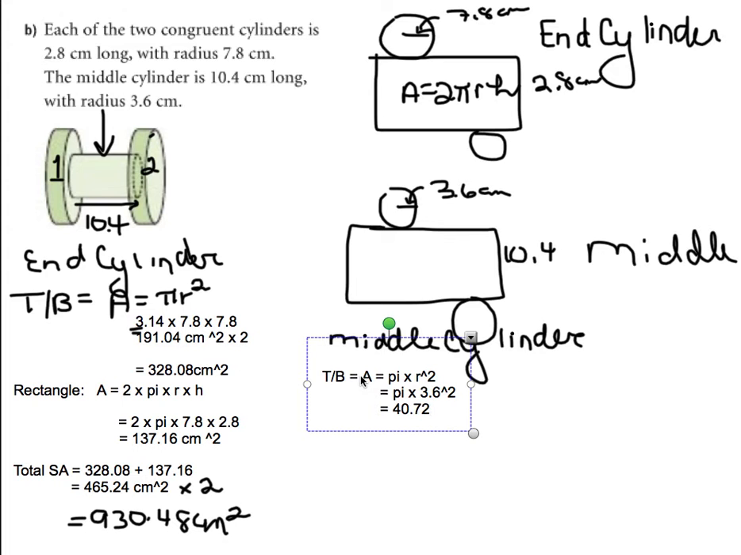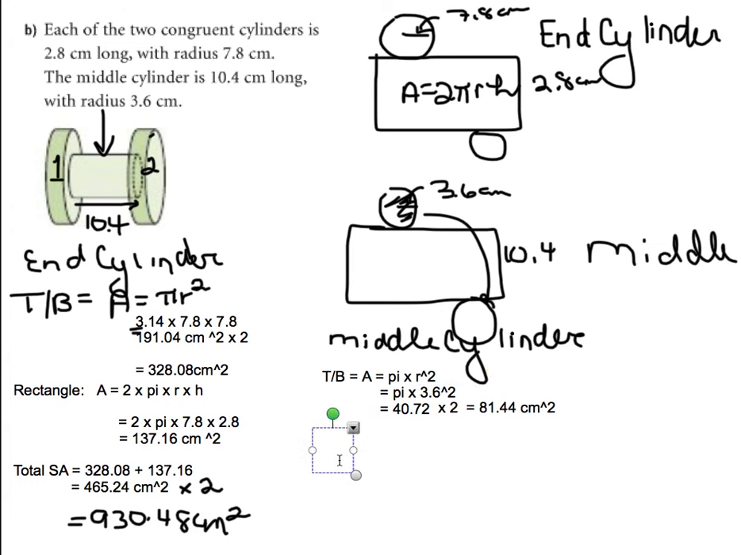Now, that's just the area of one of my circles. So that would just be the area of this right here. This one down here is exactly the same thing. So let's just times by 2. If that was just the area of the top, if we times by 2, we're going to get the area of the bottom. So 40.72 times 2 is 81.44 centimeters squared. There's your top and your bottom.